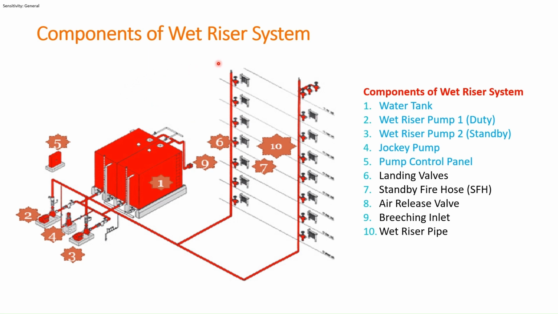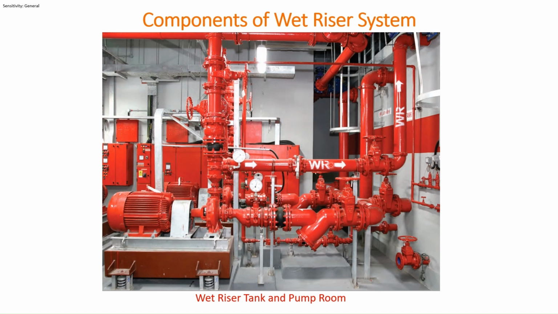These are the main components of a water riser system. We will have a water tank, water riser pumps, duty and standby, and a jockey pump to pressurize the whole system all the time, and pump control panels, landing valves, standby fire hose, air release valves, bridging inlet, and water riser pipe. This is a photo of a water riser system in a water riser pump room.